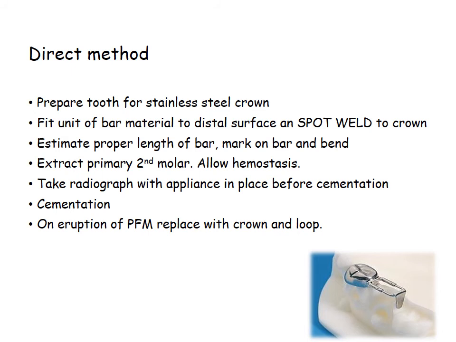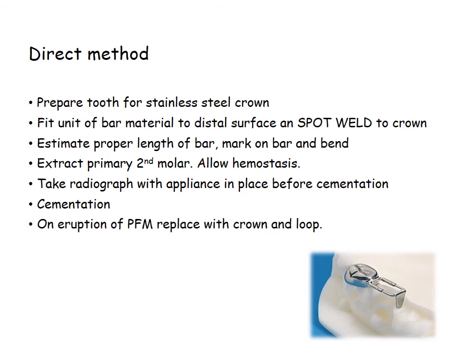So in the direct method, if the E, the primary second molar, is to be extracted, the tooth preparation is done for D for a stainless steel crown, after which a bar material is spot welded to the crown. Then you have to check the bar material which has to be spot welded to the crown. Then you have to estimate the proper length of the bar, mark it on the bar, and then bend it.